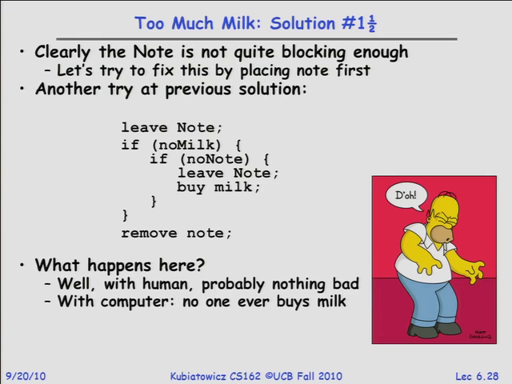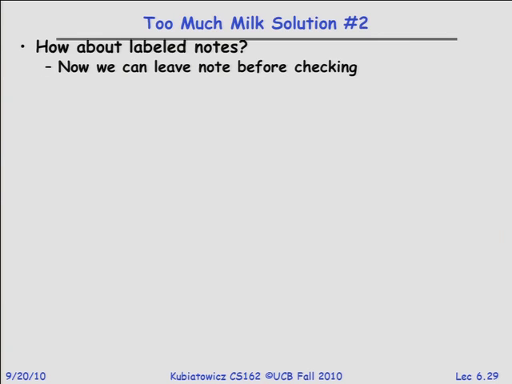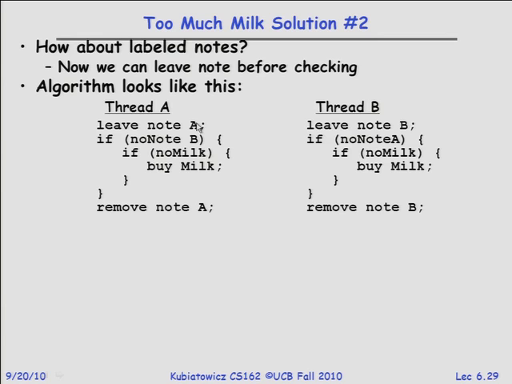So let's try multiple notes. So we label the notes, okay? You get green and your roommate gets blue or something. And now we leave a note before checking for the roommate's note. Does that sound like something we could do? Okay, so let's try that. So here we're going to start differentiating the threads. So thread A and B do different things. Thread A leaves note A, says if there isn't a note B, then if there's no milk, buy milk, and then remove note A, and thread B does the same thing. Okay? Does this work?